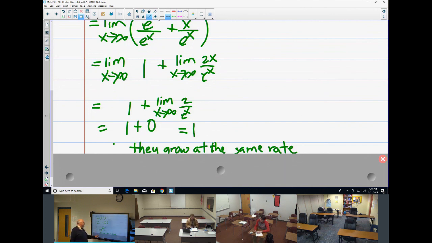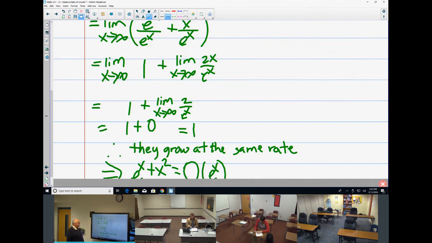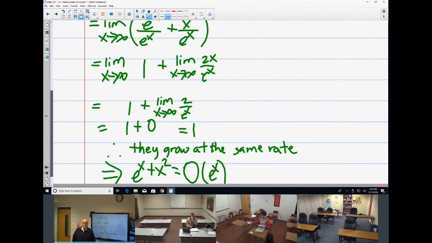So if you get a constant, they grow at the same rate. Anytime they tie, or if one grows faster, then you say that one is big O of the other one. Okay? So e to the x plus x squared is big O of e to the x. Okay? Any questions on that? So do some of those practice problems so you can see different ways that we can ask those. But it's pretty straightforward.